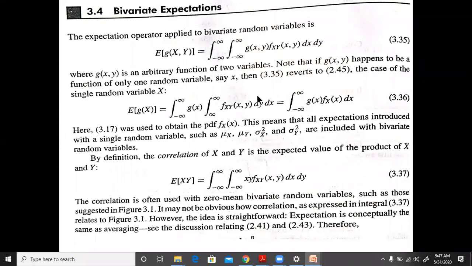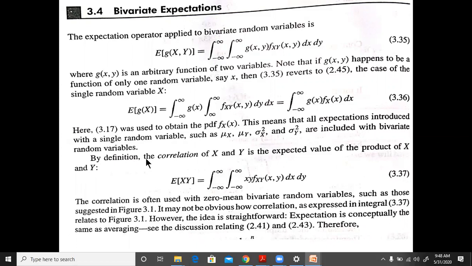So this quantity over here will be just f(x). We are using equation 3.17 to obtain the PDF f(x). So this means that all expectations introduced with a single random variable, that is mu x, mu y, sigma x square, sigma y square, are included in the bivariate random variable.